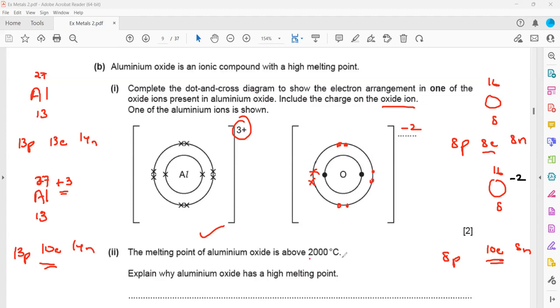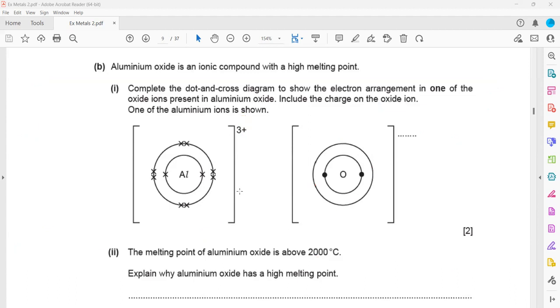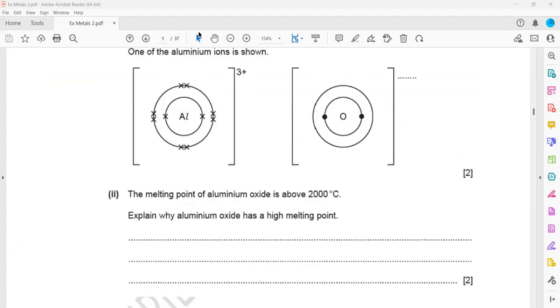The melting point of aluminum oxide is above 2000. Why does aluminum oxide have a high melting point? This is related to bonding and structure. It is a solid, giant ionic lattice. Whenever you are referring to a melting point or a boiling point, you will mention the aluminum ions and oxide ions: there is a strong electrostatic attraction between the oppositely charged ions. So we need a lot of energy to separate them.